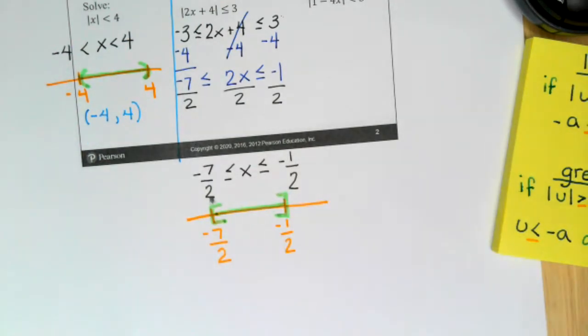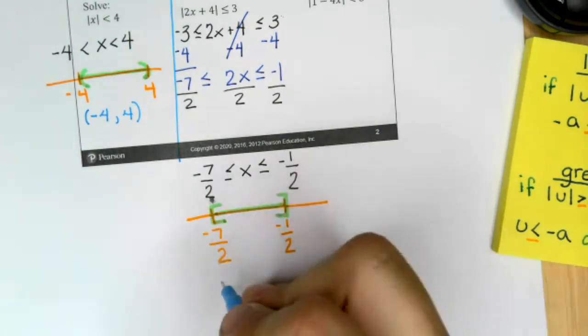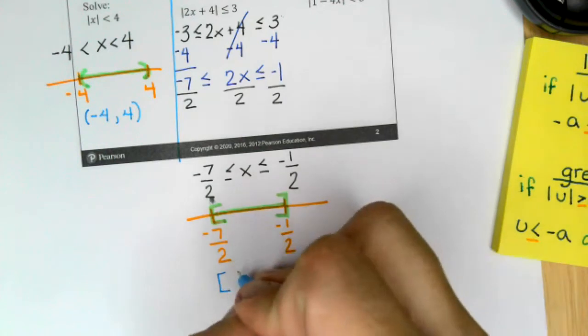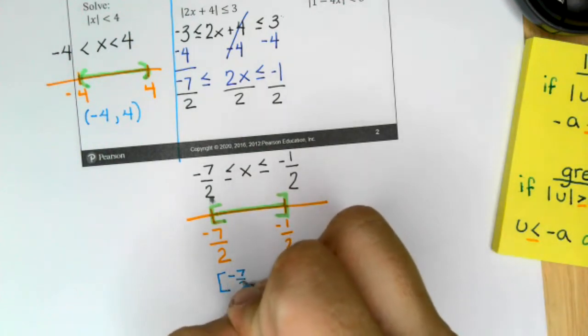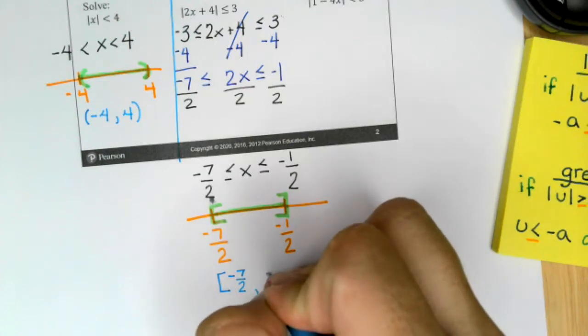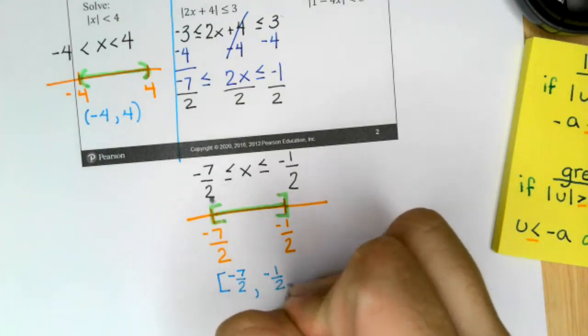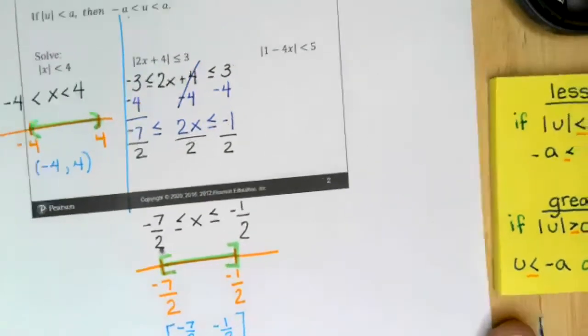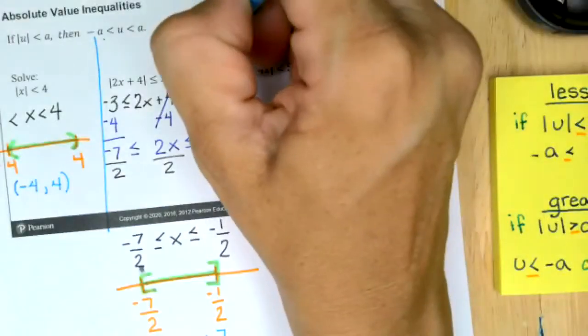And then based on that, interval notation would have a bracket. Tell me where it starts. It starts at negative 7/2 and includes it, and it ends at negative 1/2 and includes it. Okay. Third one.